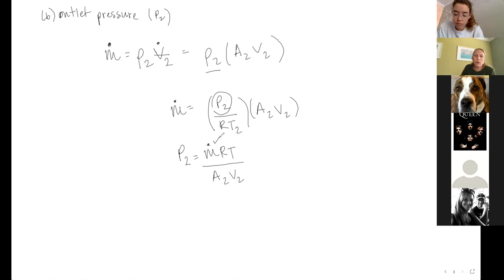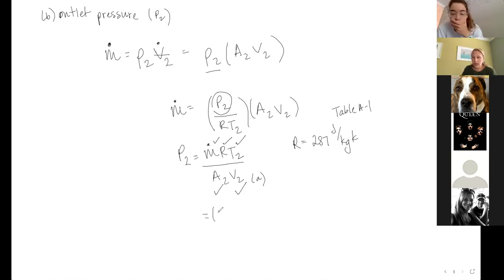So we know our mass flow rate. We can look up our gas constant. We're given temperature at point 2. We are given our exit area of 400 centimeters squared, and we solved for the velocity in part A. So we have everything that we need to solve this problem. The gas law constant for air is 287 joules per kilogram Kelvin. This is from table A1, but on the exam, I would just give it to you.